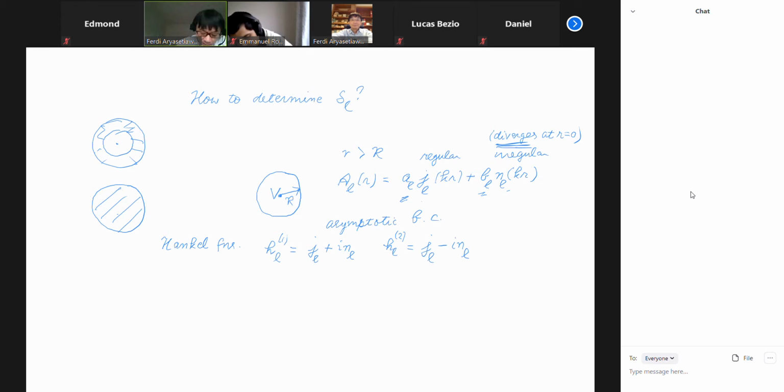So this is math. The first Hankel function, asymptotically, for large R, as R goes to infinity, goes like a spherical wave, not a plane wave, e^{ikr}. So this would be the outgoing wave. And the second Hankel function goes like an ingoing spherical wave.